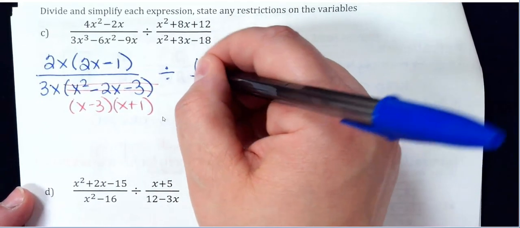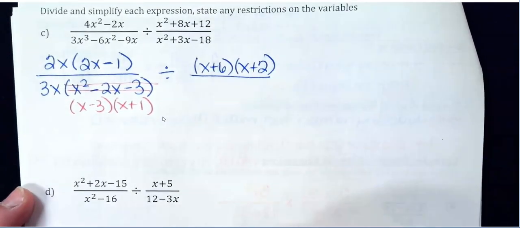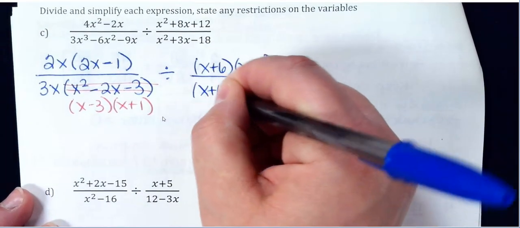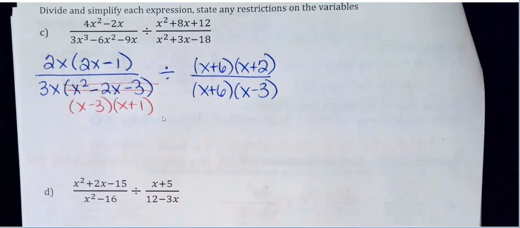6 and 2, so x plus 6, x plus 2. Can we think of two numbers that when you multiply them, you get negative 18, and you add them, you get 3? Positive 6 and negative 3. Okay, now, before I flip anything, let me just write my restrictions as I can see them here.